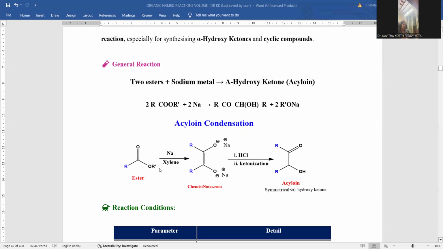I am taking an ester compound, with sodium and xylene as the solvent medium, so that there is formation of a disodium salt. The disodium salt originates, and then there is treatment with hydrochloric acid and ketonization takes place. To get this, let me introduce this negative charge back polarizing, and whenever this negative charge is back polarizing, this pi bond moves toward this side, and that will be protonated so that acyloin generation is possible, right?